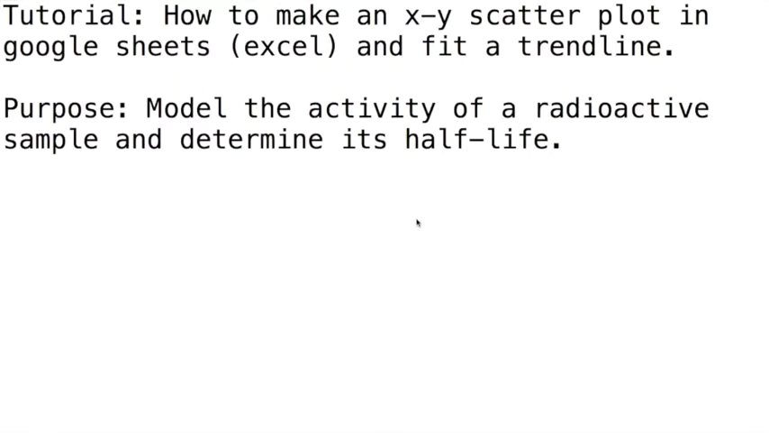So this is just a quick tutorial to show you how to make an XY scatter plot in Google Sheets. It'll also work in Excel with a couple of modifications, and fit a trend line. The reason we're doing this is to model the activity of a radioactive sample, or an imaginary radioactive sample as we have in this case, in order to determine its half-life.